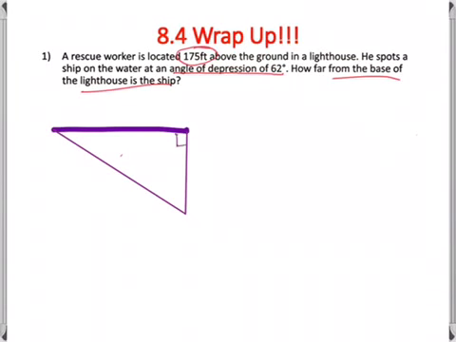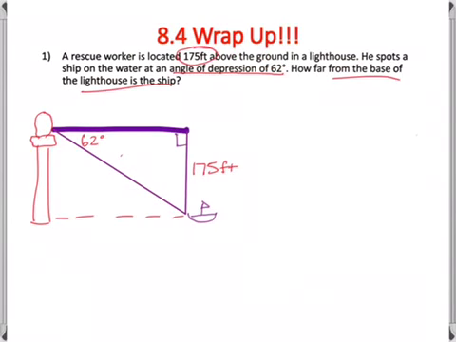All right, and so now we can fill in some details. Right angle. We know that we're looking at a boat. Nice little boat. We've also got a lighthouse, and we know that the lighthouse is 175 feet in the air and the angle of depression is 62 degrees. They want to know how far from the base of the lighthouse is the ship. So they're actually talking about this distance here, but this distance is the same as this distance up here, so we can superimpose it at the top of our triangle to represent our horizontal distance.